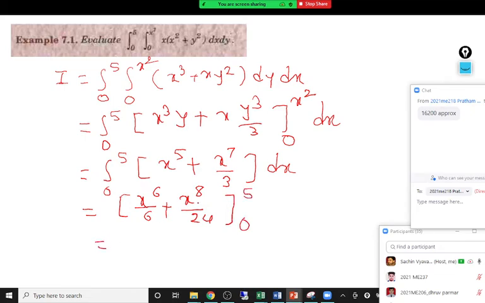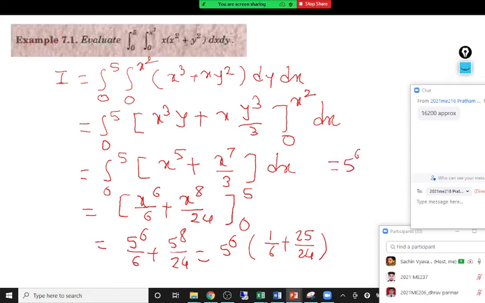Put the upper limit and lower limit: 5 raised to 6 by 6 plus 5 raised to 8 by 24. Out of that, 5 raised to 6 can be taken common, and we are left with 1 by 6 plus 5 square, that is 25 by 24. So the simplified answer can be kept like this: 5 raised to 6 into, if you take the LCM, 29 by 24, with 6 common. You can do that also, but this is one of the ways to write the answer.